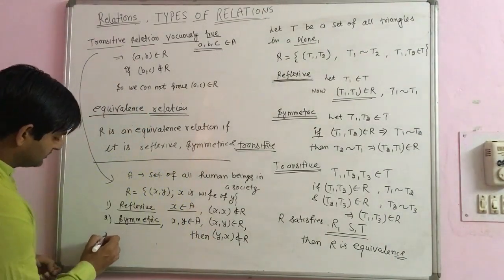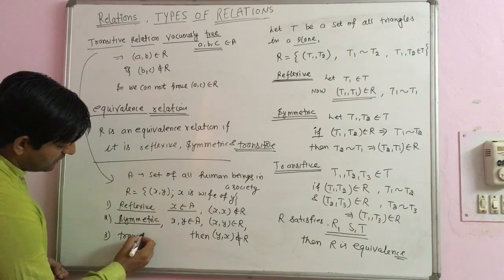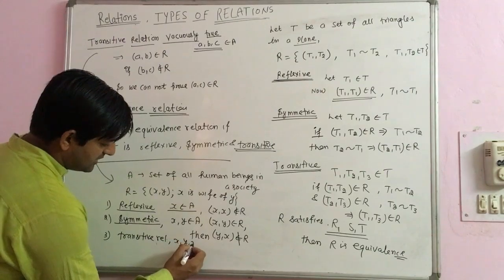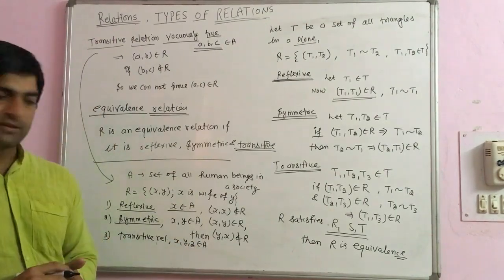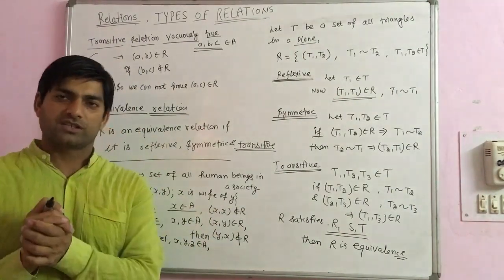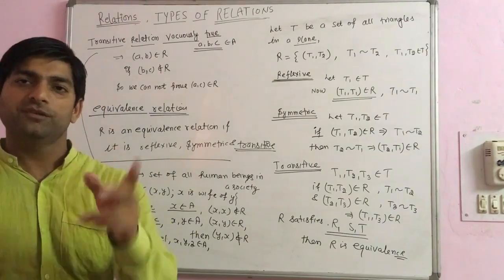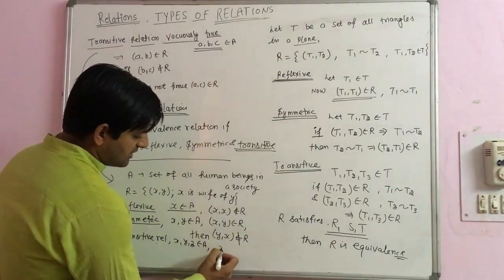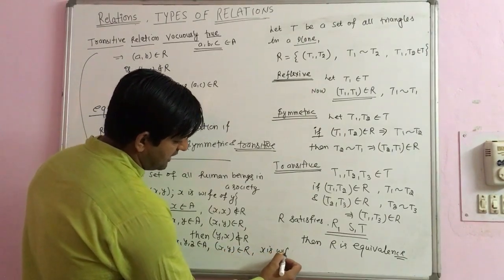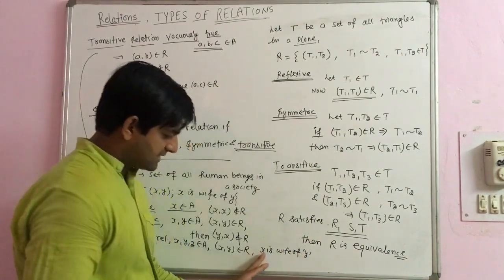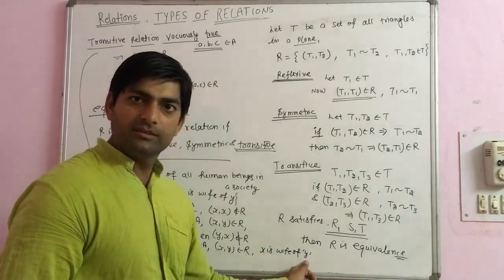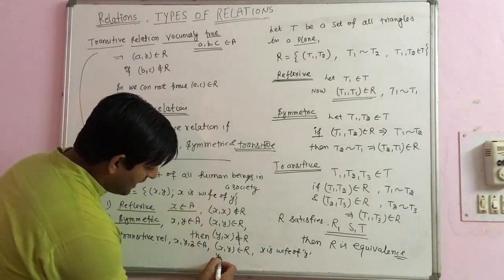Now coming to third, transitive relation. For this we need to take three persons at a time. For transitive relation, we assume that the first two conditions hold. Now see here, (x, y) belongs to R. It means x is wife of y. x is wife, y is husband. x female, y male. Second, (y, z).